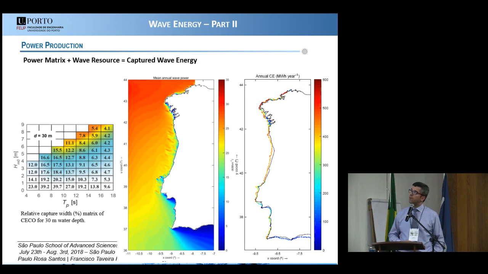In this case, what we did was to characterize the resource along the Portuguese shore, and then for a specific wave energy converter, what we did was to combine the efficiency or the performance of the device with the wave conditions in order to see along the Portuguese coast which were the best locations for the installation of the device. Okay.